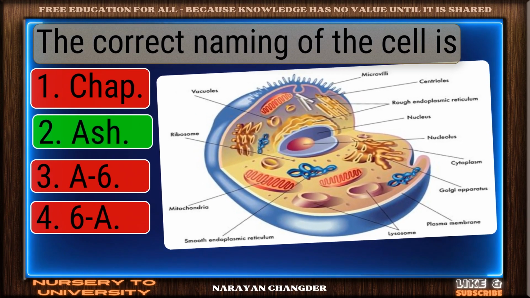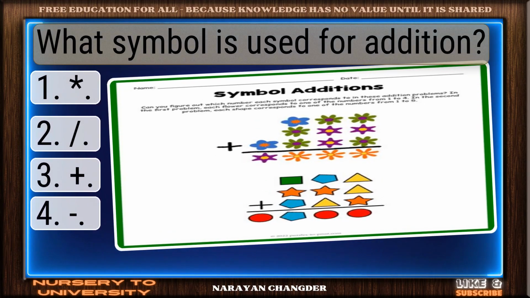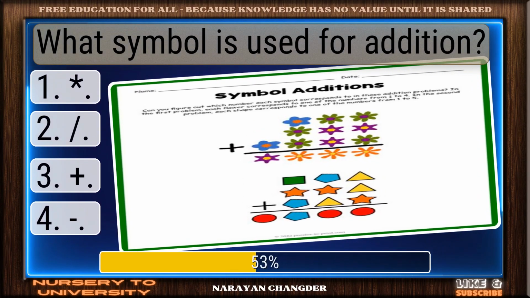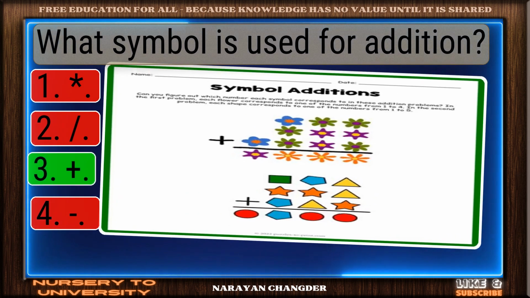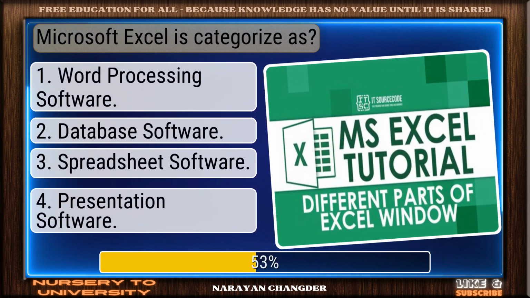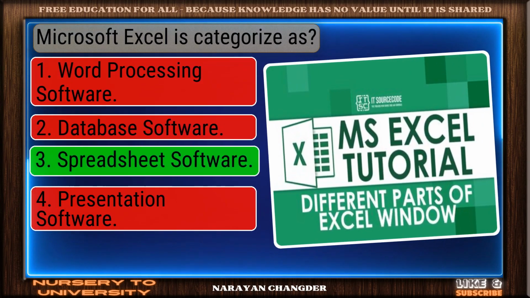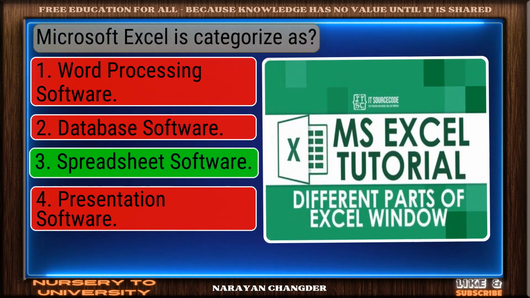Well reasoned. Ash is the correct choice. What symbol is used for addition? Nicely done. Plus is a solid answer. Microsoft Excel is categorized as? Right again. Spreadsheet software is a valid answer.